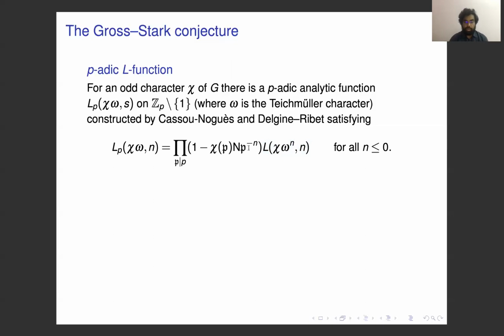Well, I don't quite get this. To get the p-adic analytic behavior, I have to multiply it by Euler factors at P. So I have to remove Euler factors at P. So I have to multiply by the reciprocals of Euler factors at P.